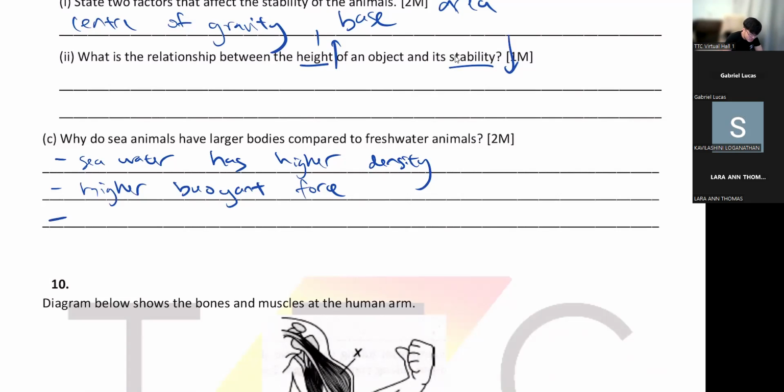Okay, higher buoyant force, so it is able to support bigger or heavier animals. Okay, they can support bigger animals. That's why whales can swim in it. Whales cannot swim in fresh water. They will sink because it's not as high of a floating force.